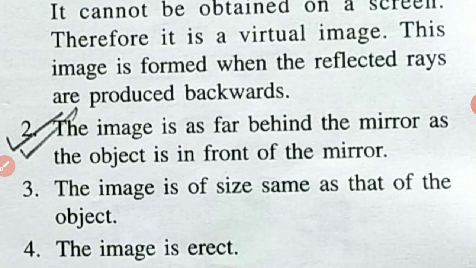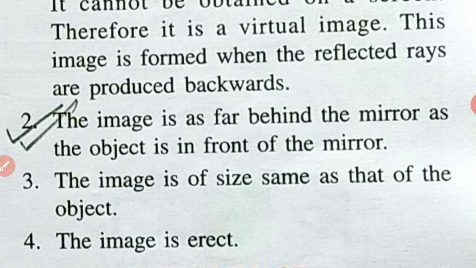Now number 2, the image is as far behind the mirror as the object is in front of the mirror. As you have seen in the diagram, I was very cautious to measure the distance between A and A dash, and between B and B dash. The distance between A and A dash was 8 centimeter, 4 centimeter each from the mirror, right? And the distance of B and B dash was 5.5 plus 5.5, which was 11 centimeter, equally divided by the mirror.